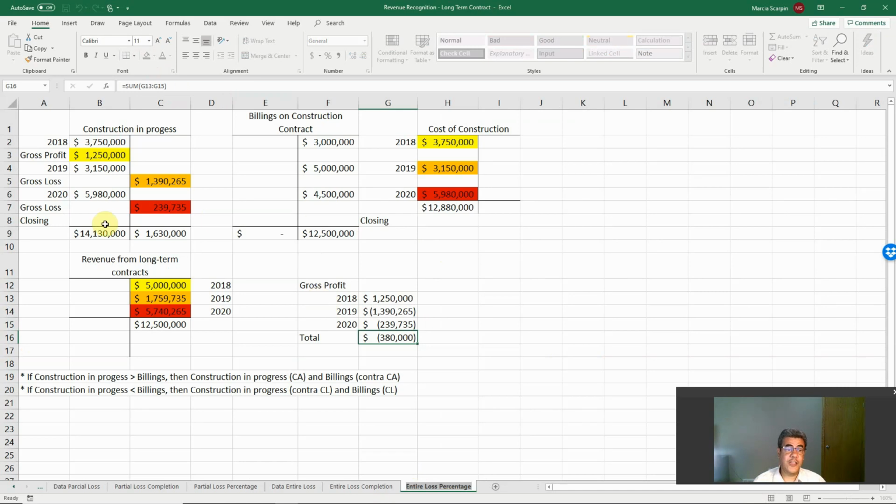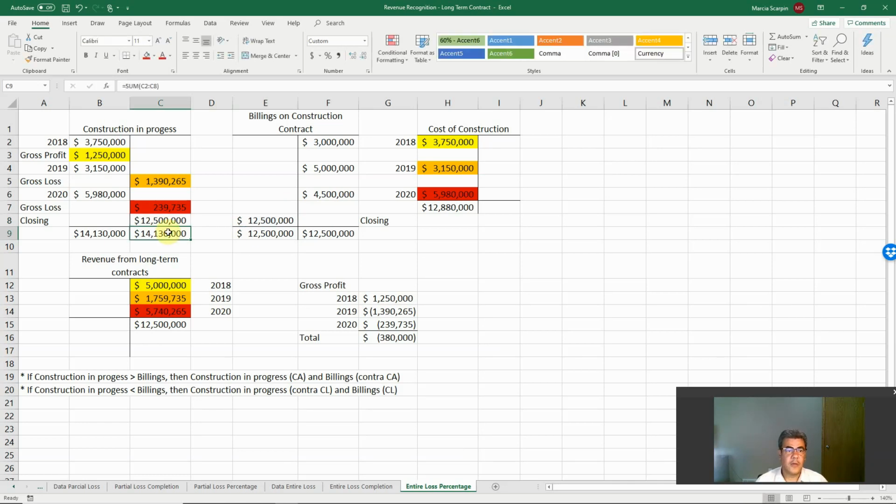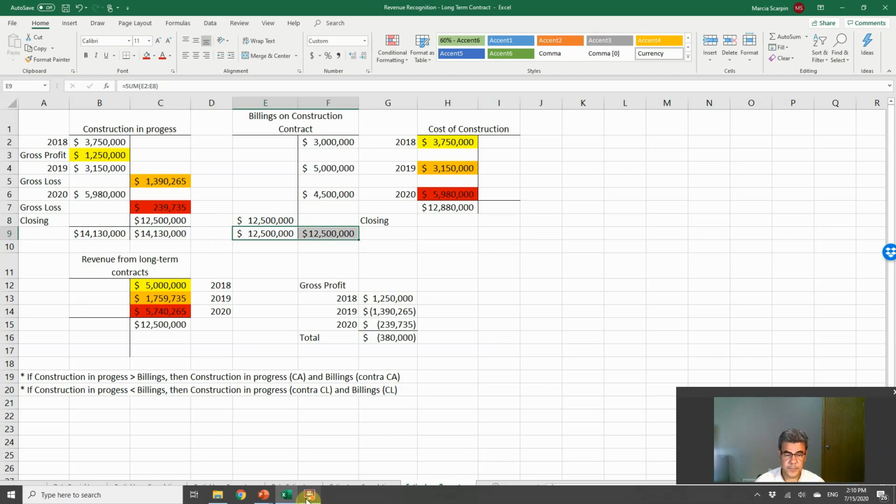However, we need to close these two T accounts here. Let's do the same here. Our debit will be the sum of our numbers here. So we need a credit here. Close it, close it, we're good. So when we are talking about percentage of completion, it is the same method for all of our three contracts: profitable, partial loss, and overall loss.